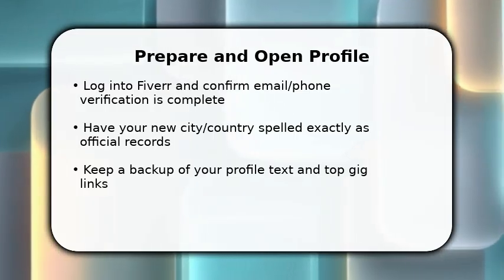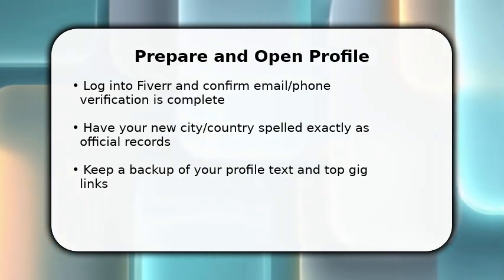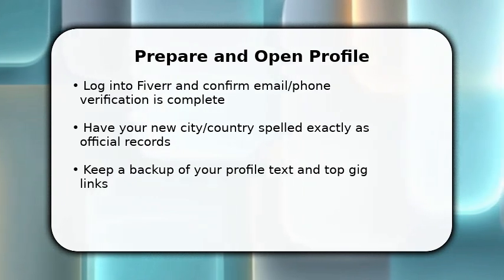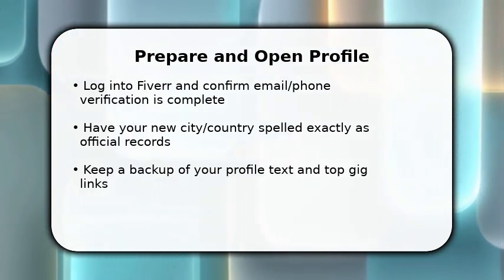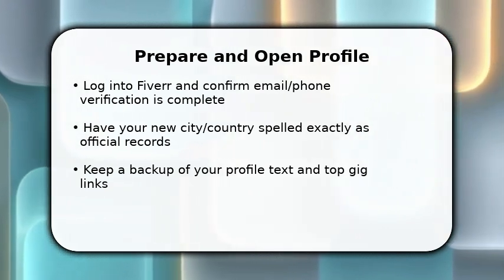You start by logging into Fiverr and confirming your account verification. This avoids interruptions when you edit sensitive fields. Once done, open your profile menu and go straight to Settings, then to Public Profile. That's where the visible location lives.